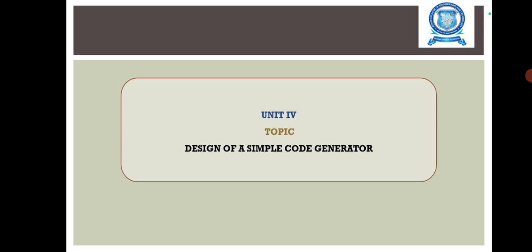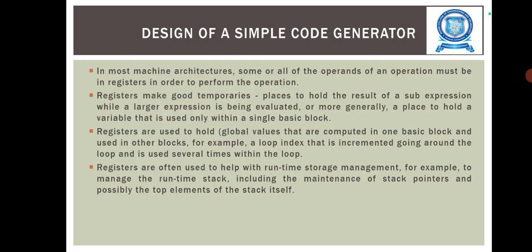Unit 4, topic: Design of a Simple Code Generator. Here the code generator generates target code for a sequence of three-address statements and effectively uses registers to store operands of the statements. Here we have four principal uses of registers.